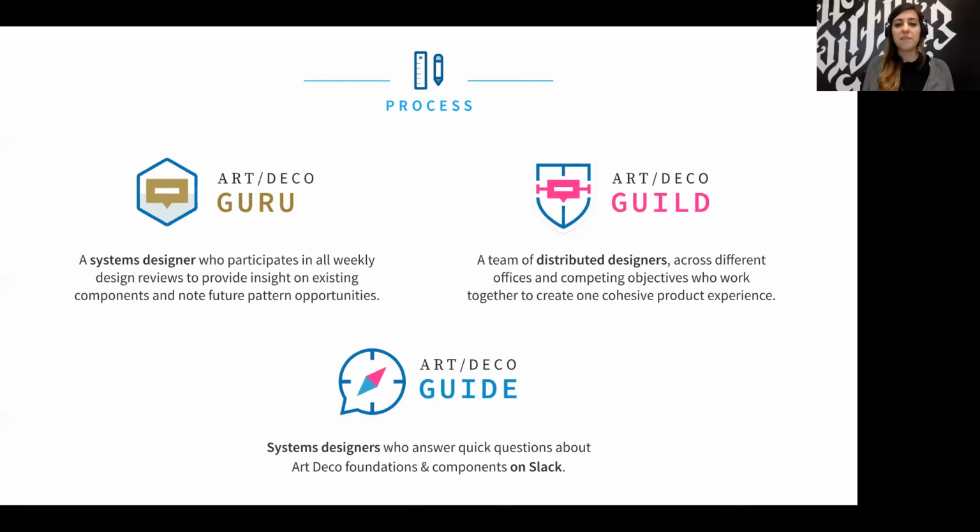For the guild, this goes back to that centralized and federated model. So now our team is really centralized because we took people away from being embedded. And now we're including that federated model where we actually have product designers throughout the organization in this guild. So they're distributed on all their different products, all their different offices, competing objectives, and we all work together to create that one cohesive product experience. So we have about 15 to 17 designers in there now, and we meet bi-weekly, and we basically go over, hey, what's going on? We give them updates. They might tell us updates, and then we'll review any patterns and components there too.